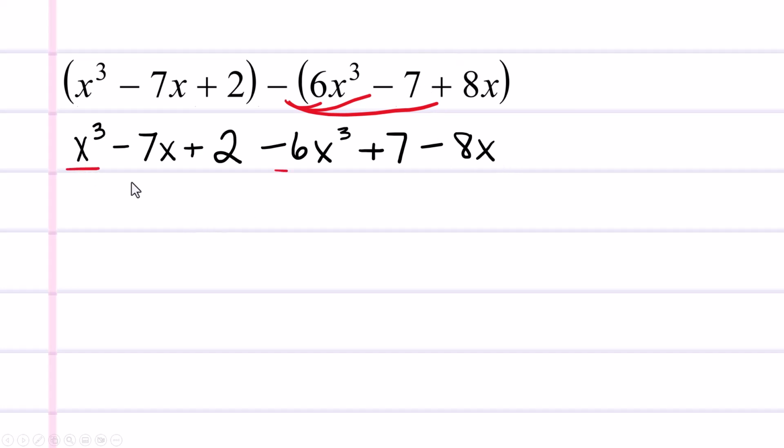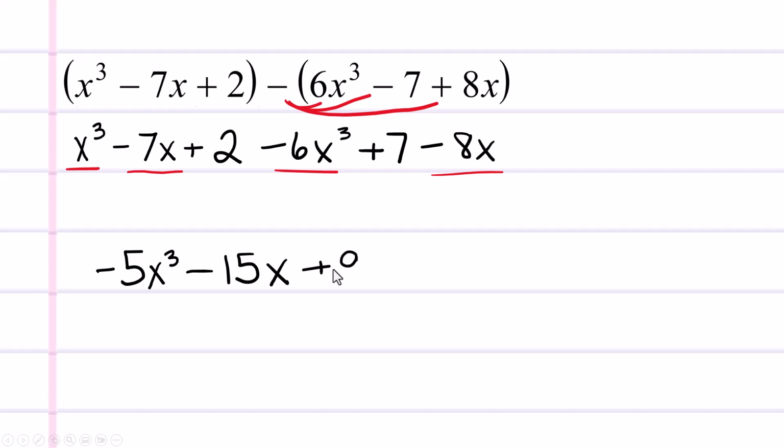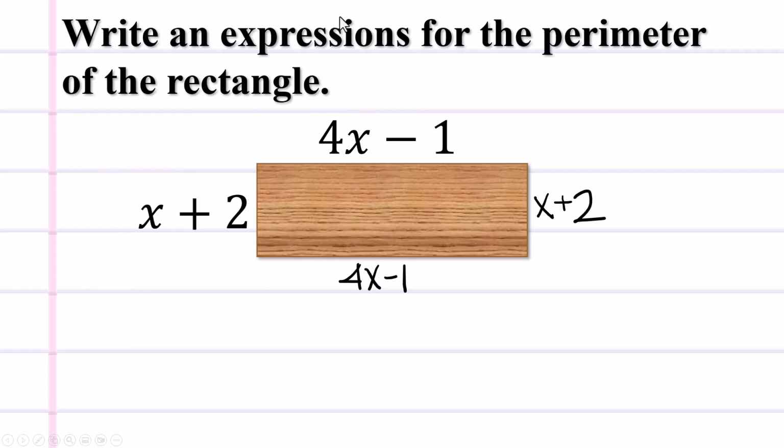Combining like terms, we'll start with the cubes. I have a positive x cubed minus 6x cubed. That's going to give me a negative 5x cubed. There are no x squared, so the next thing would be the x's. Negative 7x minus 8x, that gives me a negative 15x. And 2 plus 7 is 9. That one went a little faster this time, you see? That's our final answer.